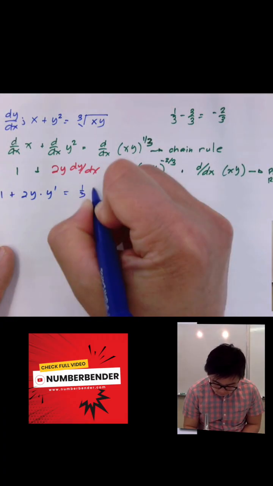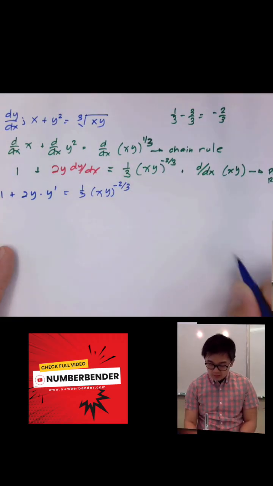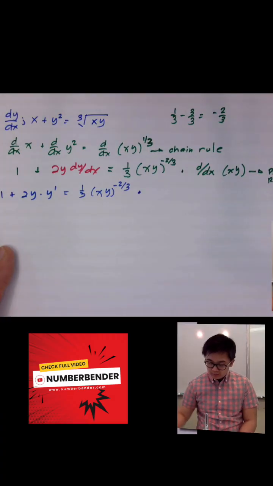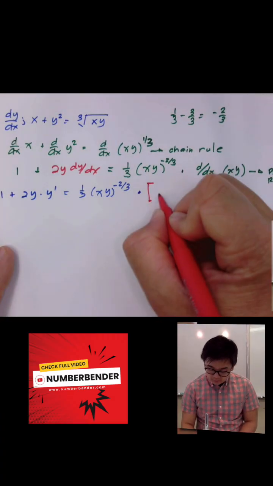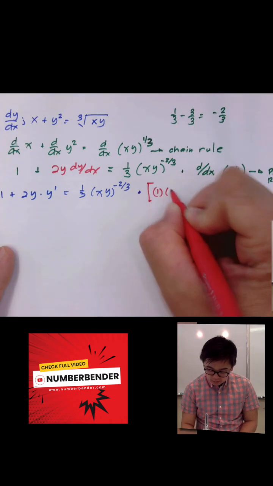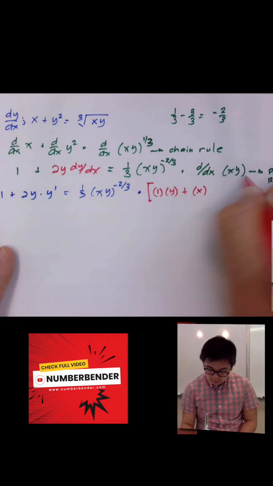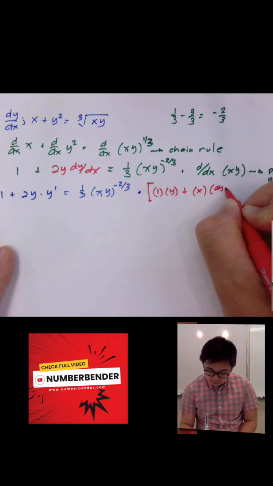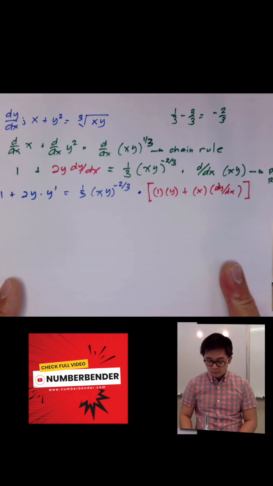1/3 (xy) to the -2/3 multiplied by the derivative of this term right here. So derivative of first, copy, plus copy, derivative of y, which is dy/dx. And this is now my product rule.